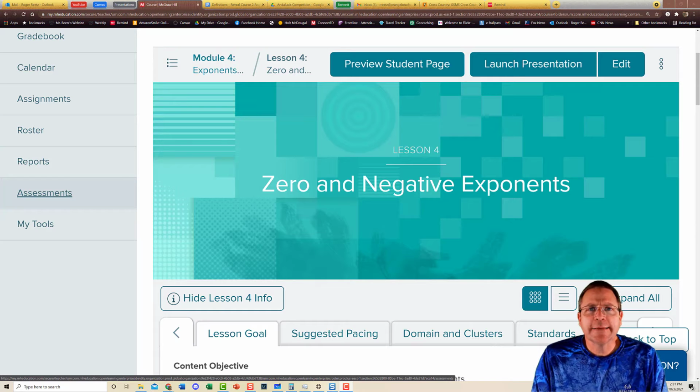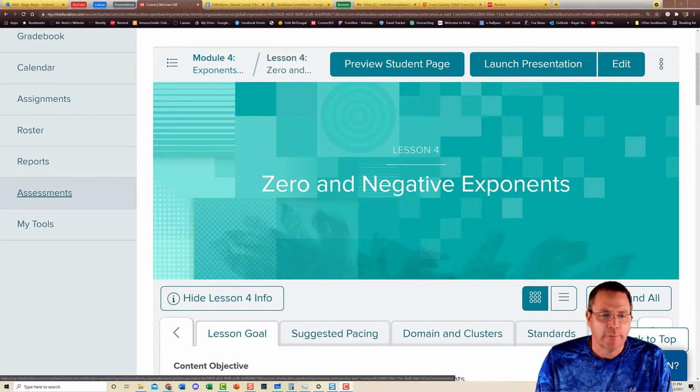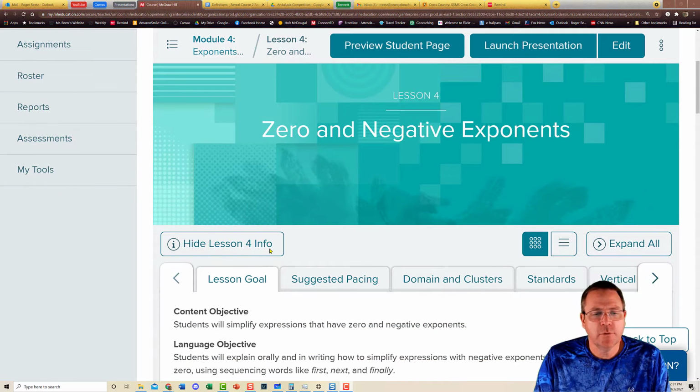Module 4, Lesson 4 deals with zero and negative exponents. The content objective says that students will simplify expressions that have zero and negative exponents. And I'm telling you guys, it's a really easy thing to do. Might be a little confusing on the negative side, but I know you're going to get there.